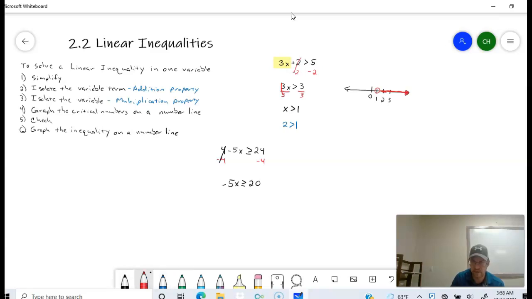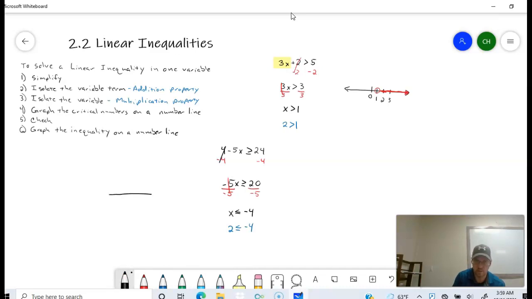Now I need to get rid of that negative 5. So I'm going to divide both sides by negative 5. And negative 5 and negative 5 cancel out, leaving me with x. This is where you've got to remember, I've multiplied by or divided by a negative. I need to flip that inequality symbol to less than or equal to. 20 divided by negative 5 is negative 4. I'll pick me a test point. Let's just say, let's pick the test point 2. So my test point is 2 less than or equal to negative 4.